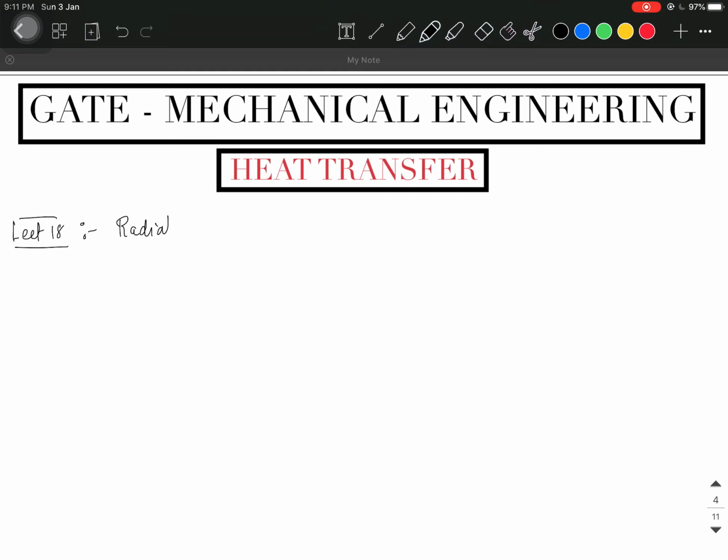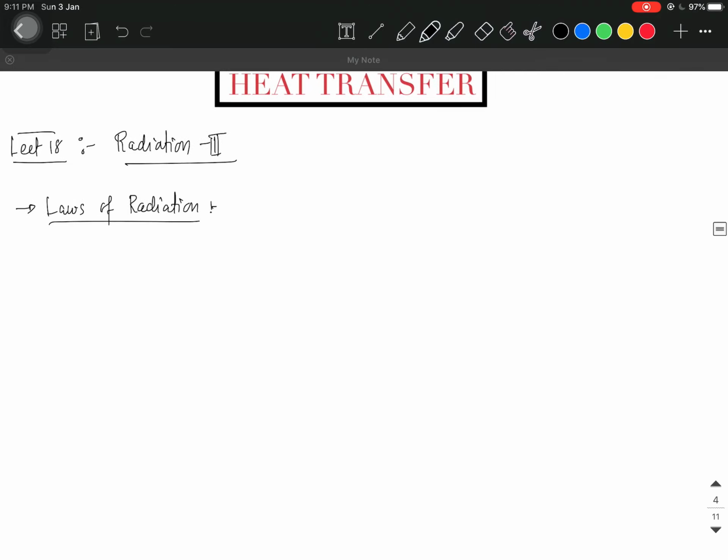Hi friends, this is the 18th lecture in the lecture series for the preparation of GATE in Mechanical Engineering, and today we will be discussing the third part of radiation. Please go through the previous lectures to get a better understanding. In this lecture we will be dealing with the laws that are associated with radiation heat transfer.